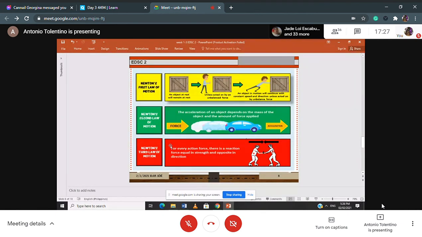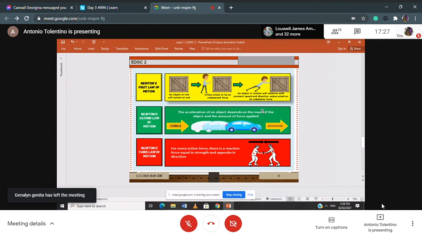So law number 1 dictates that an object at rest will remain at rest unless acted on by an unbalanced force. An object in motion will continue with constant speed and direction unless acted on by an unbalanced force. It means the object at rest will stay at rest and the object in motion will stay in motion unless there is a force that makes it run or makes it stop. That's the first law of motion.